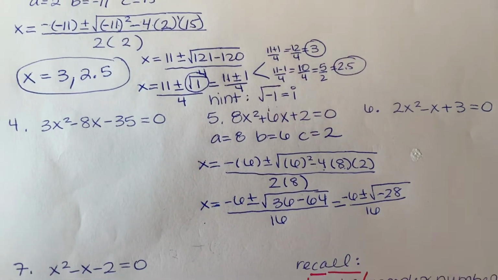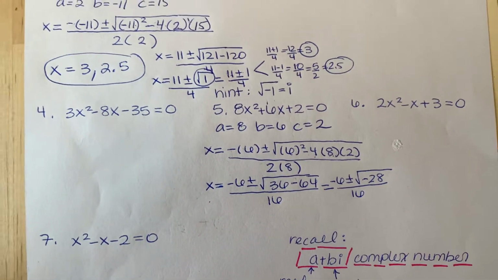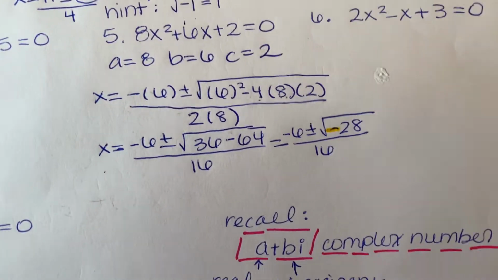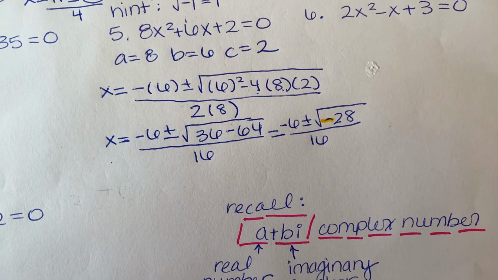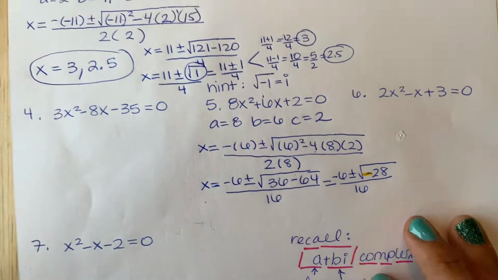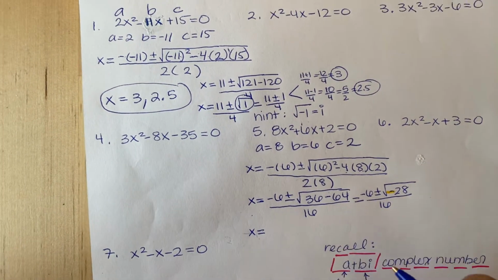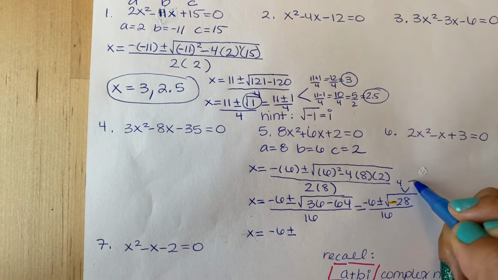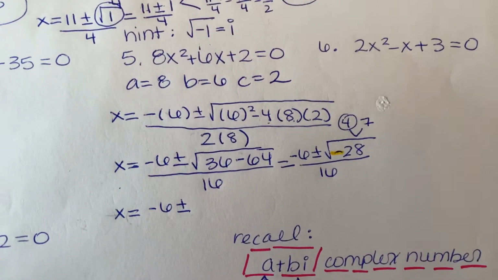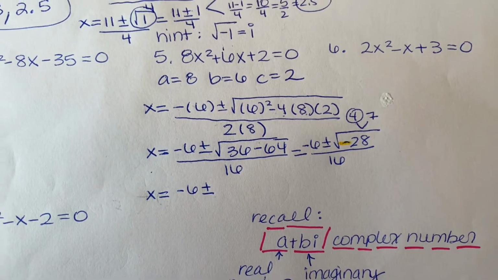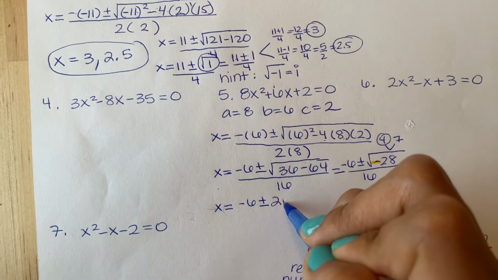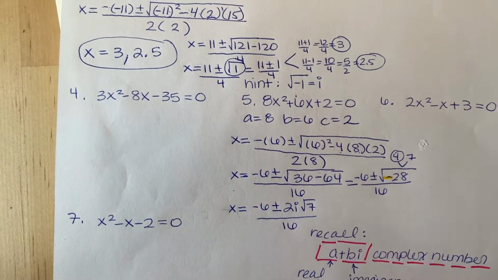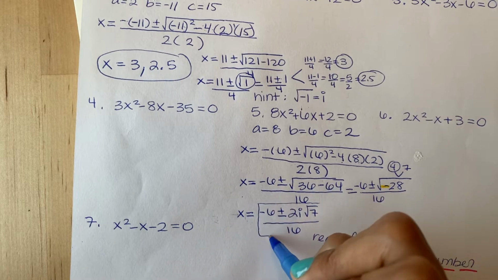Okay, so there is our negative, right? It's right here. If you have your negative, you better present an imaginary i. So then x is equal to negative 6 plus or minus, okay, 28 is 4 times 7. 4 is a perfect square, right? What's the square root of 4? 2. So 2i rad 7 all over 16. Okay, this is a good enough answer.